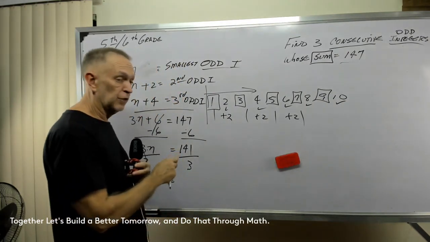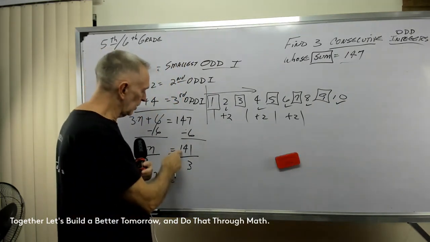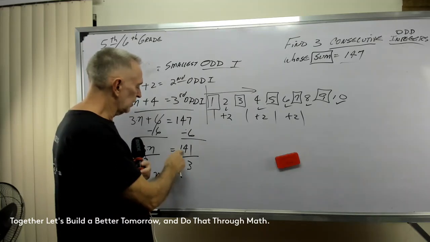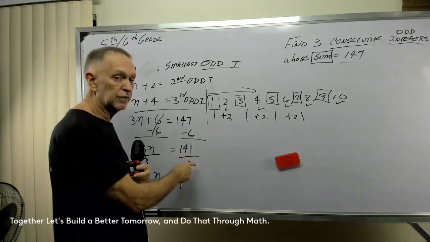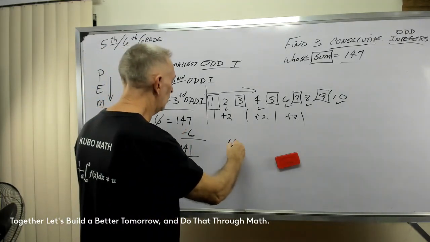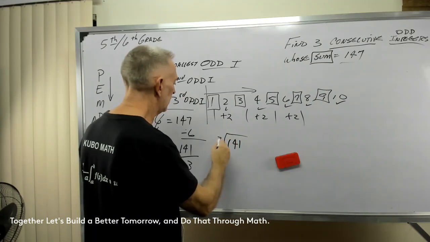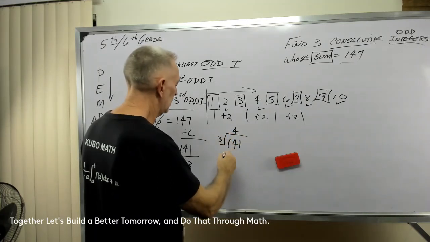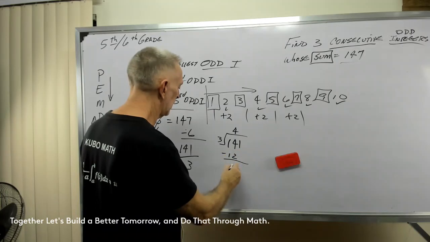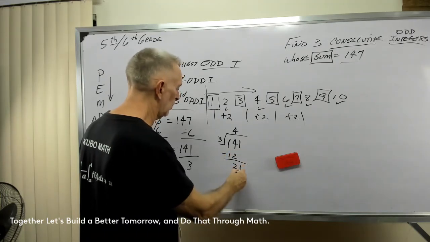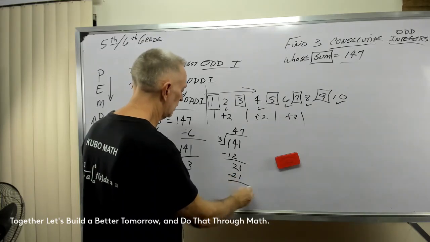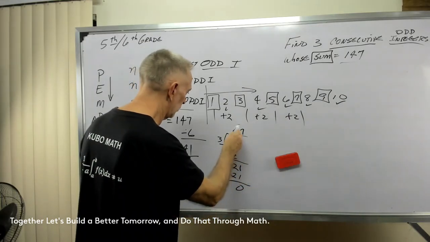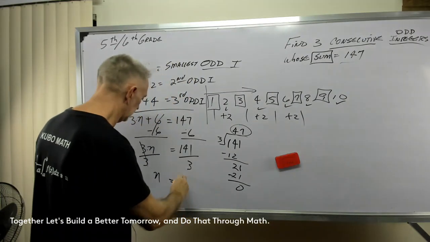of course, you might be wondering, will that number really divide by 3? Just add the 3 digits together. 1 plus 4 is 5. 5 plus 1 is 6. 6 is divisible by 3. So I know that number can be divided by 3. 4 times 3 is 12. 14 minus 12 is 2. Bring down the 1. 7 times 3 is 21. 21 minus 21 is 0. So 47 is n.